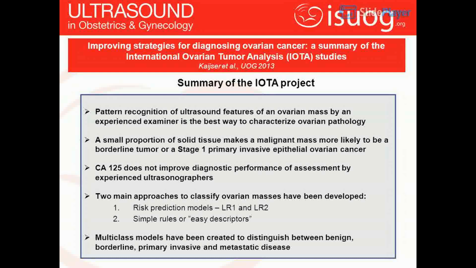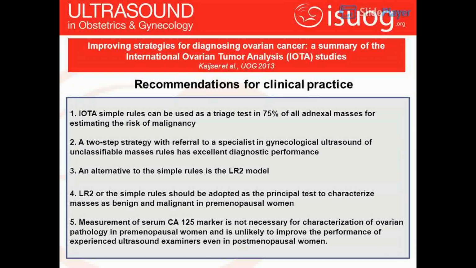Two main approaches to classify ovarian masses have been developed: risk prediction models, LR1 and LR2, and simple rules or easy descriptors. Multi-class models have been created to distinguish between benign, borderline, primary invasive and metastatic disease. Recommendations for clinical practice.